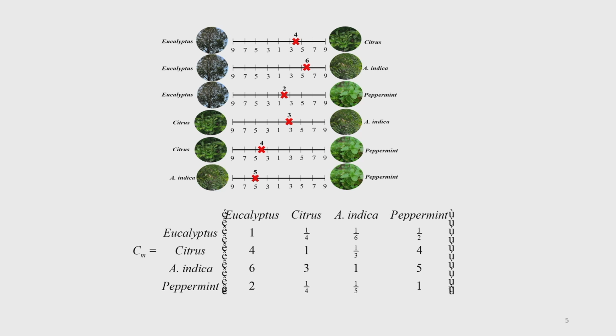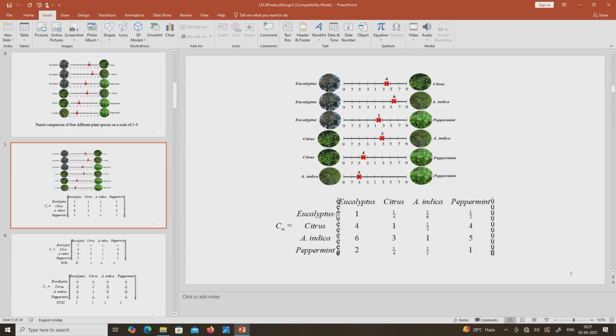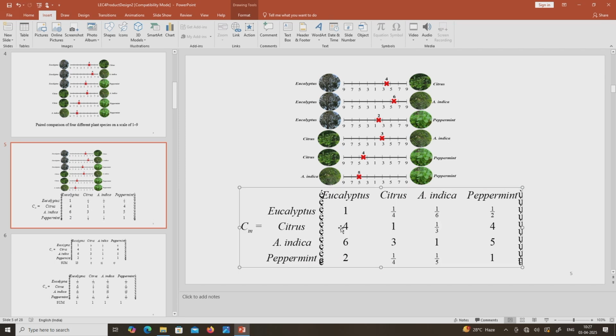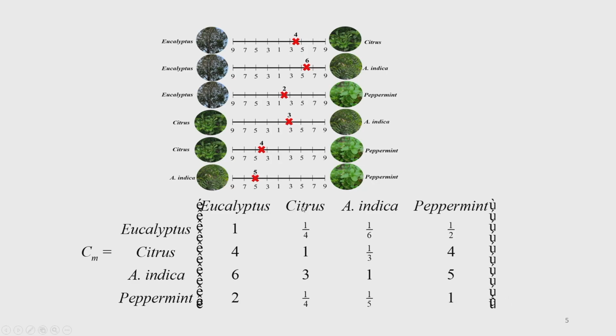On the other page, other figures, this figure shows eucalyptus versus citrus, eucalyptus versus the others, and A. indica versus this. After that, what do we do? We have to write the same thing in matrix form. Maybe I will do it like this: eucalyptus, citrus, A. indica and peppermint.